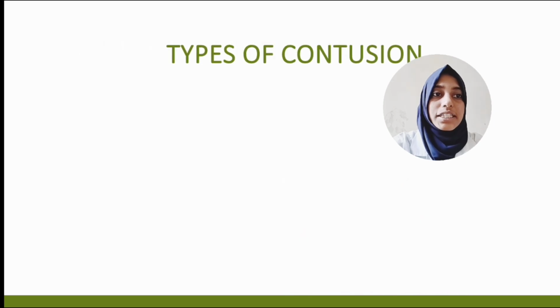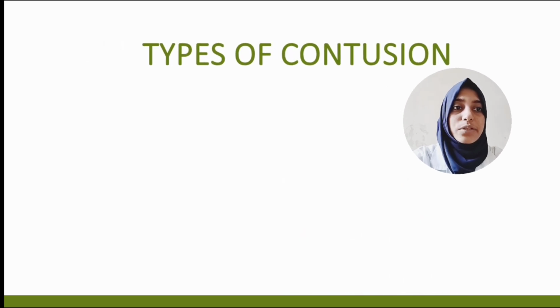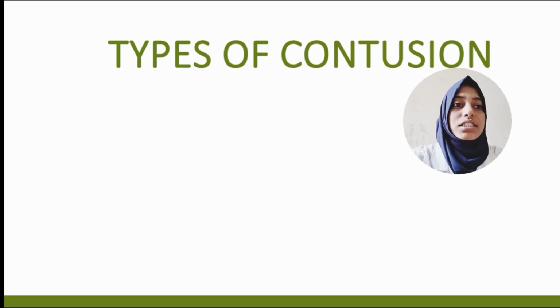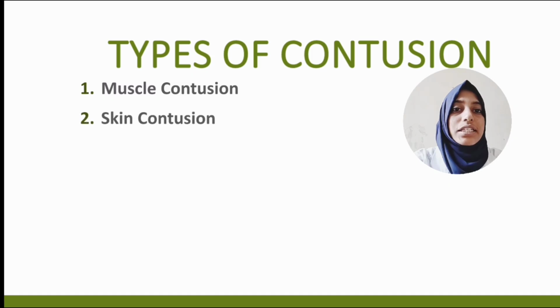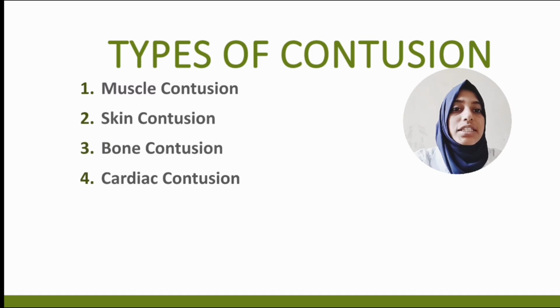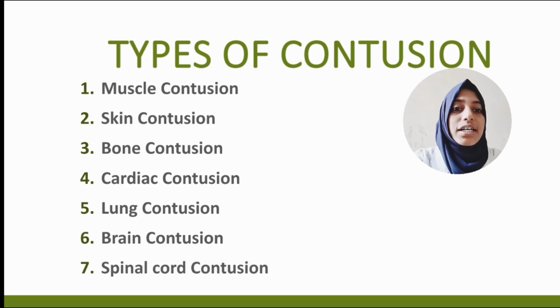Next, types of contusion. There are several types of contusion caused by injury to the organs: muscle contusion, skin contusion, bone contusion, cardiac contusion, lung contusion, brain contusion and spinal cord contusion.